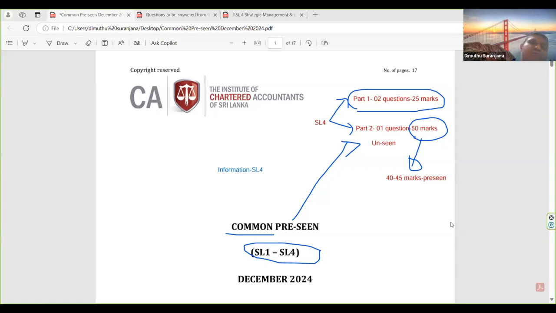But if you look at the previous papers and the examiner's comments very carefully, the examiner has normally mentioned that most of the students have not properly answered these questions. Compared with the other two questions, the students have failed to answer this question properly. The reason for that is lack of preparation. But this is the best part for you to get the marks.